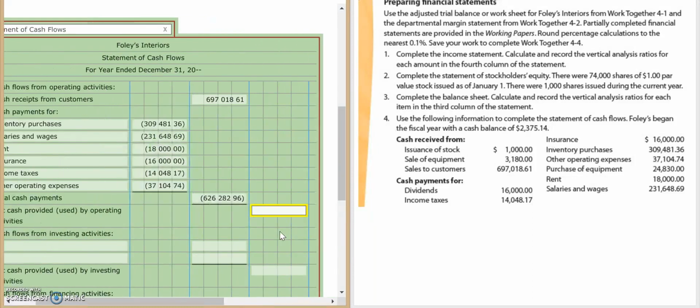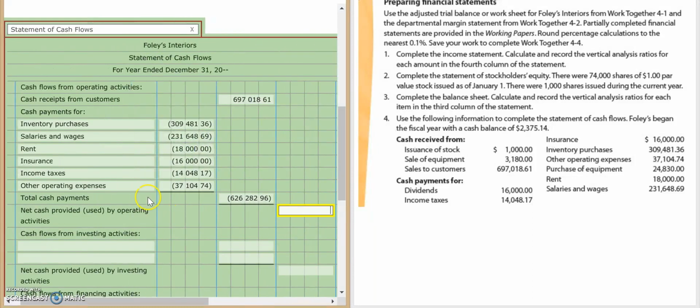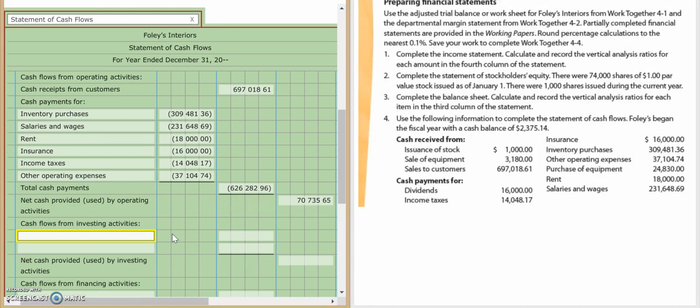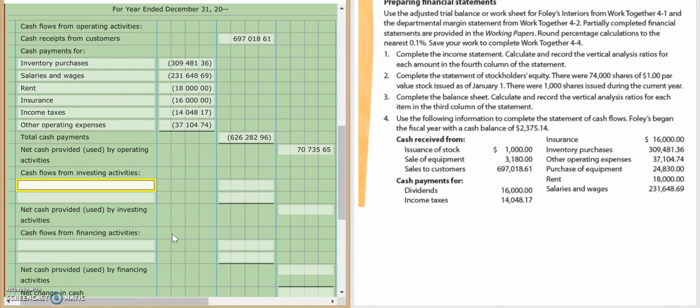So what we need to look at here is, did we have our net cash for our operating activities and whether or not that was positive or negative. So we have our cash receipts, and then we also have our cash payments. So we take the difference between those two. It is going to be a positive number, and it's $70,735.65. And then we'll come down.